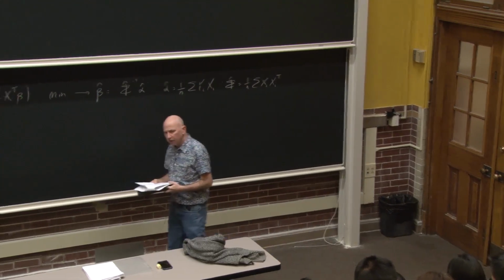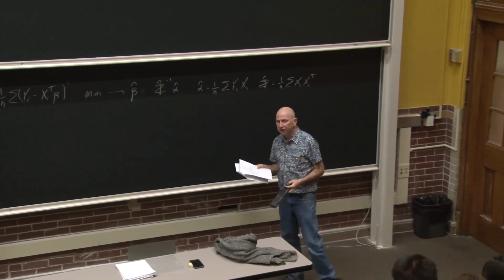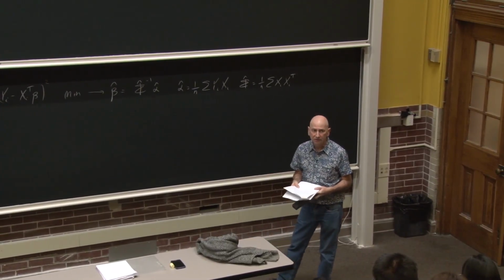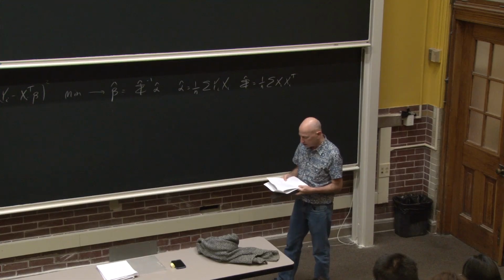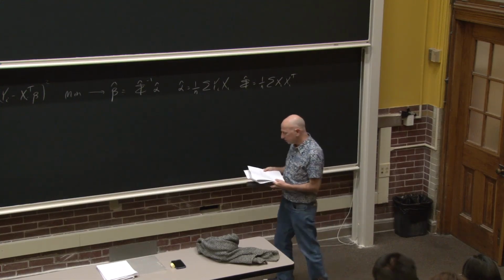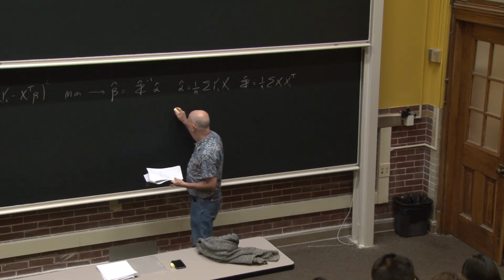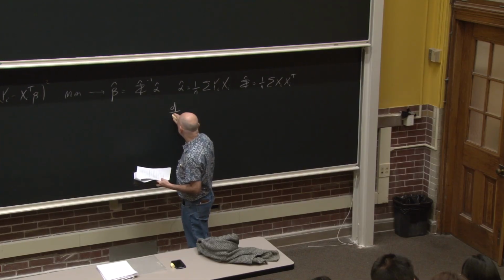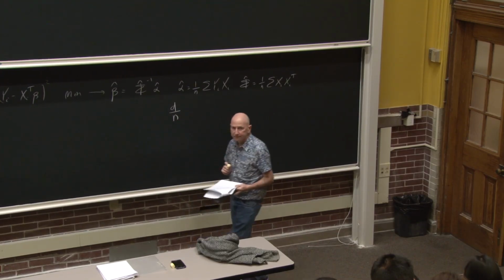I didn't put the proofs in because they're very long, but they only use the tools that we've discussed so far in concentration and measure. I did put the references if you're interested to look at it. But the important thing to notice is that the error is of order d over n.